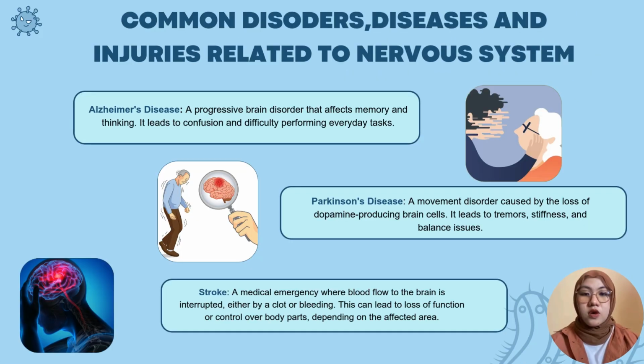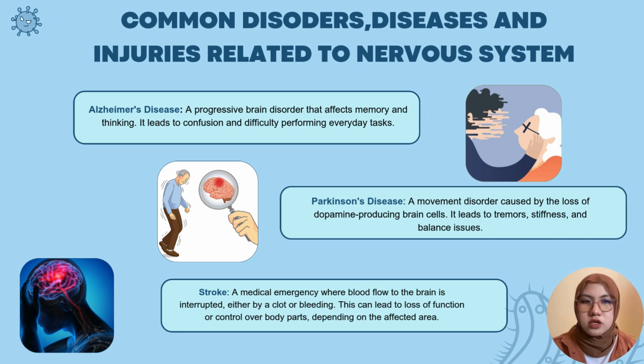For common disorders, diseases and injuries related to the nervous system, first we have an example, Alzheimer's disease, a progressive brain disorder that affects memory and thinking. It leads to confusion and difficulty performing everyday tasks. Then we have Parkinson's disease, a movement disorder caused by the loss of dopamine-producing brain cells. It leads to tremors, stiffness, and balance issues.